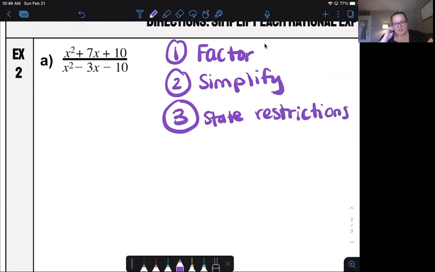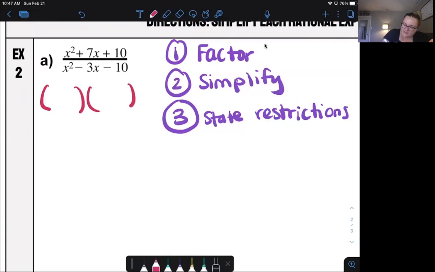So x squared plus 7x plus 10. Now, if you can't factor in your head, then you need to factor by grouping. And if you need me to remind you how to factor by grouping, hit the ask for help button in your breakout room and I'll hop in and help you factor this. But for the sake of doing this lesson as quickly as possible, I'm going to remind you how to factor in your head.